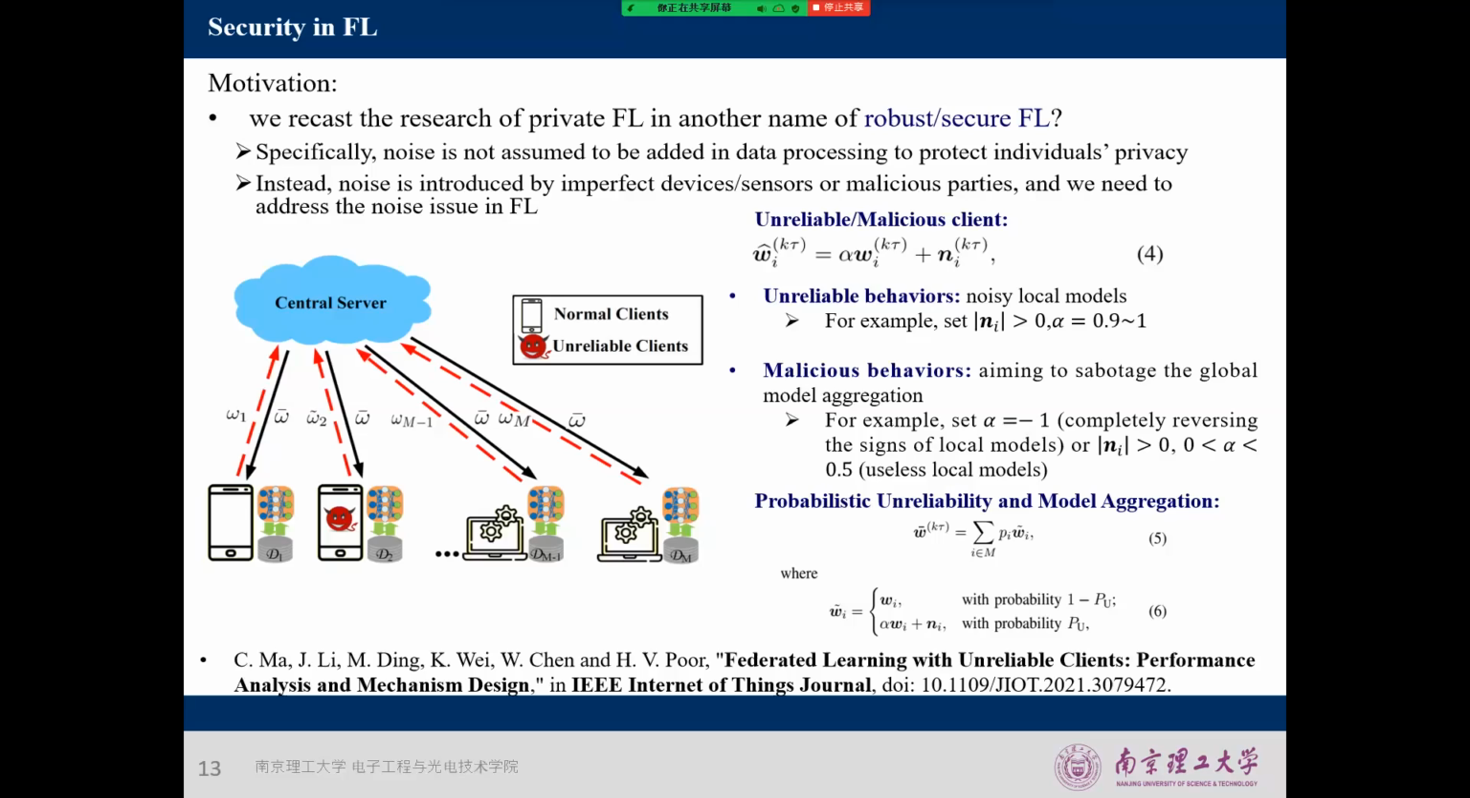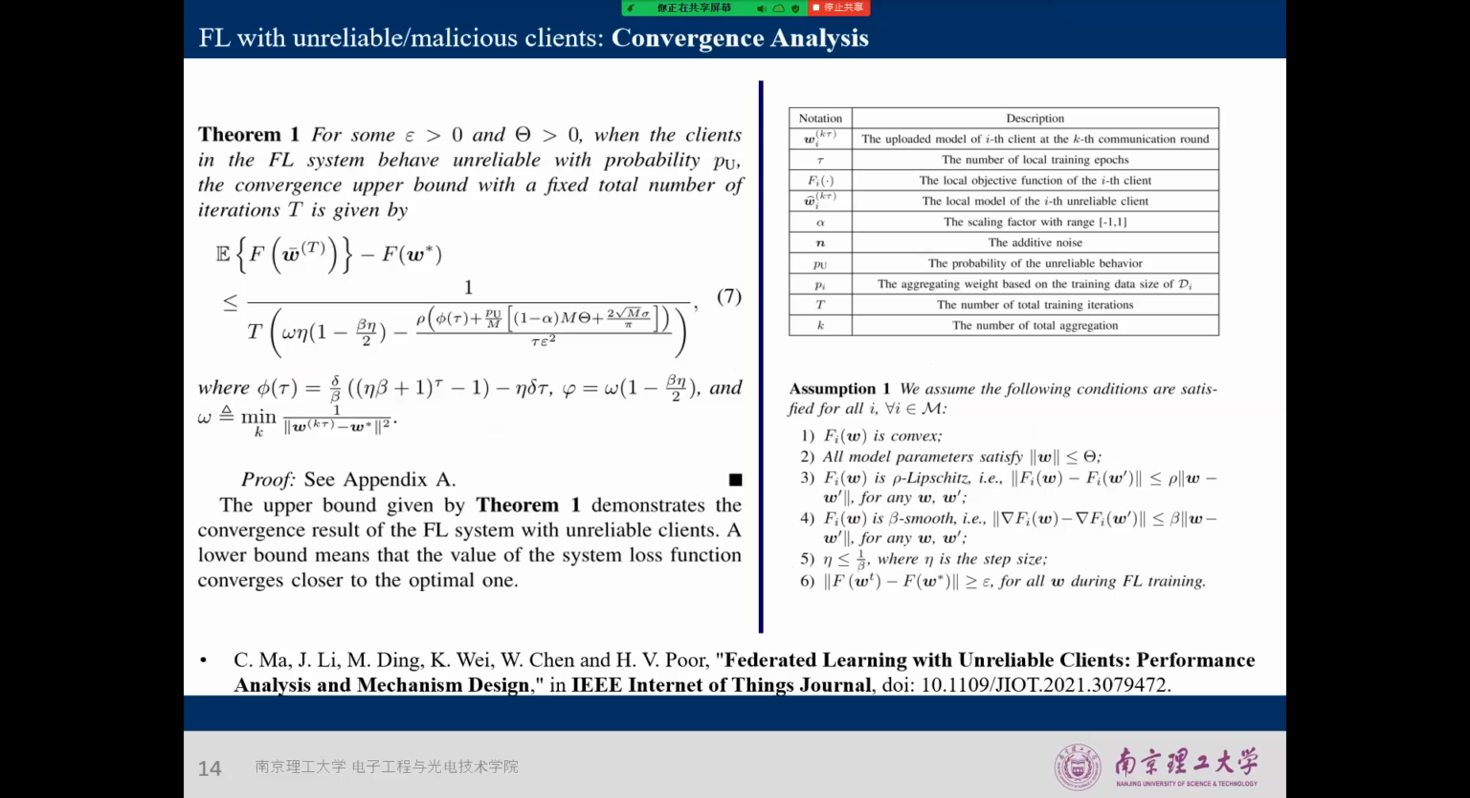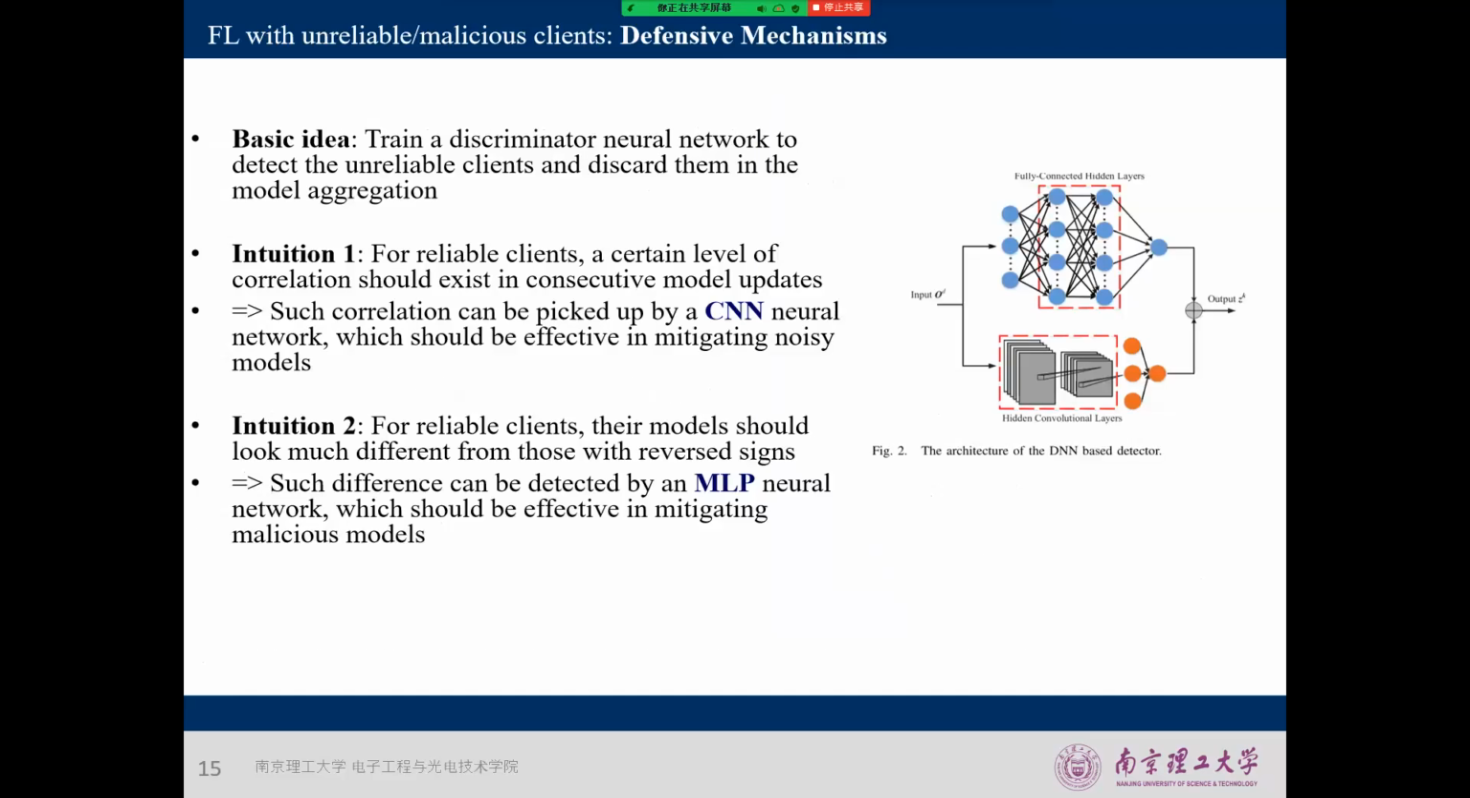So we use a probability model where each client may have a probability of unreliable or malicious behaviors, and we use equation 5 for performance analysis, to derive the convergence upper bound in equation 7. Here are some assumptions, like the convex assumptions, and the Lipschitz and smoothness assumptions.